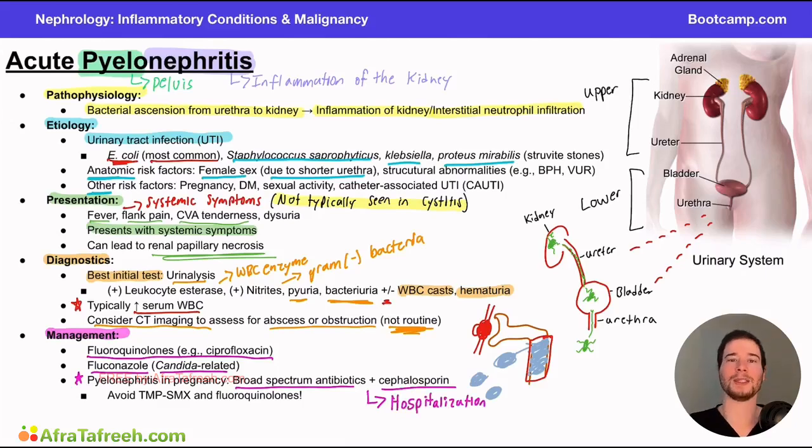And again, the reason is because pyelonephritis in pregnancy comes with much higher risk than it would in an otherwise healthy patient who is not pregnant. And because of this, pregnant patients are actually often worked up for what's called asymptomatic bacteriuria, which is where they're not experiencing symptoms, but there's actually bacteria in the urine itself.